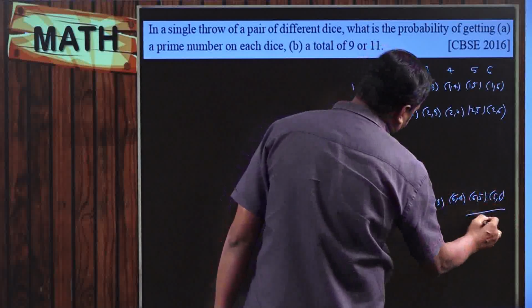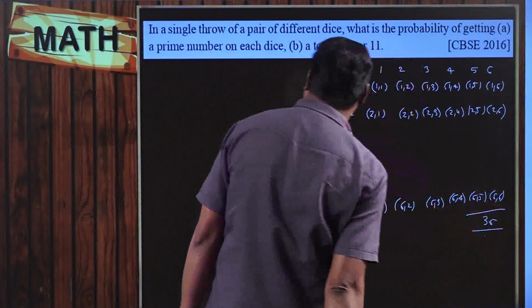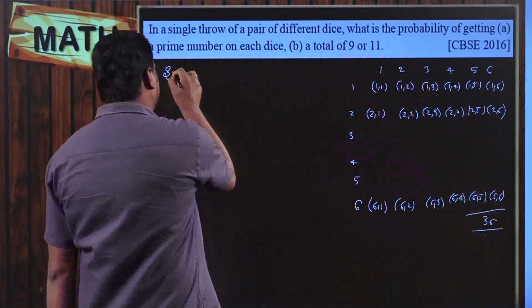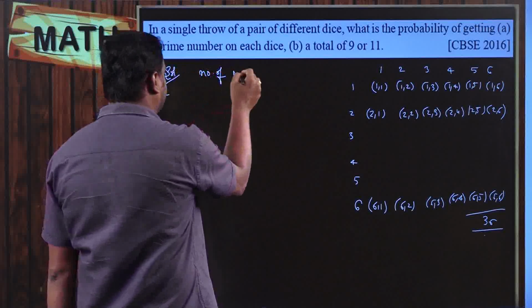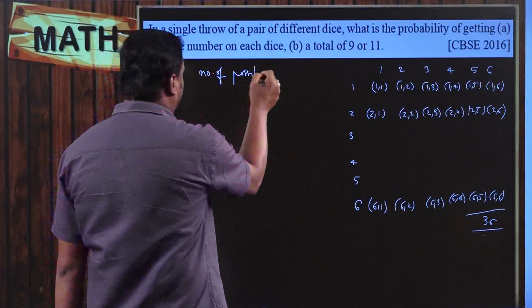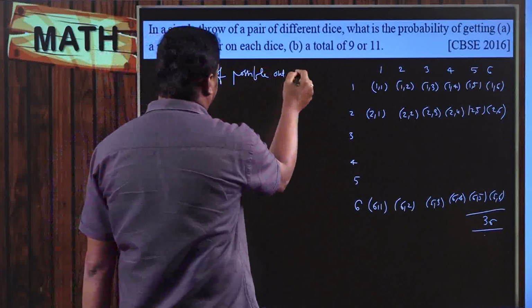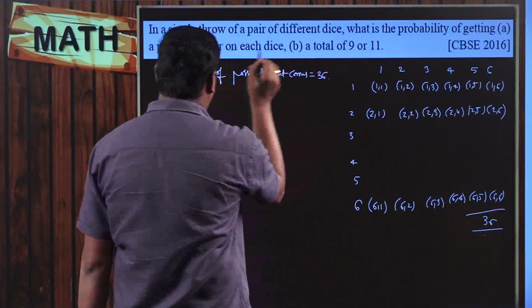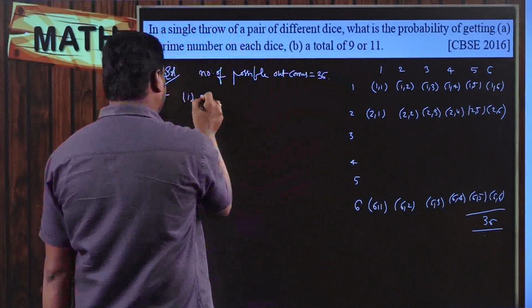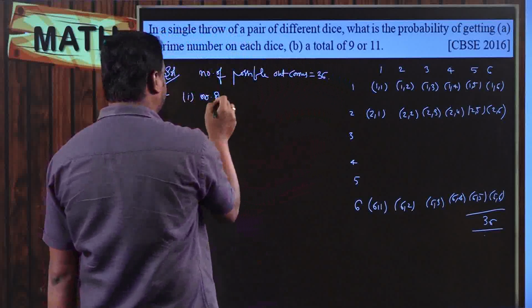So there are totally 36 outcomes. So I am going to write that: the number of possible outcomes is going to be 36. Now coming to the first problem. What about the number of favorable outcomes in the first condition?